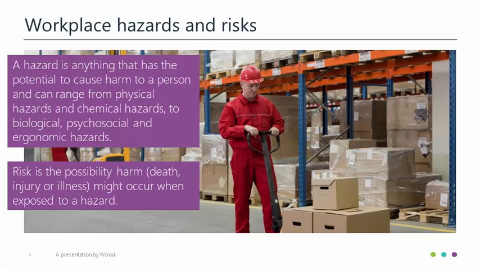So when it comes to ergonomic hazards, it's these factors within the workplace environment that specifically result in harm to the musculoskeletal system that I'm talking about. As the name implies, the musculoskeletal system means anything that relates to or involves the muscles or skeleton. The other concept that you need to understand is risk. Risk is the possibility harm, death, injury, or illness might occur when exposed to a hazard.